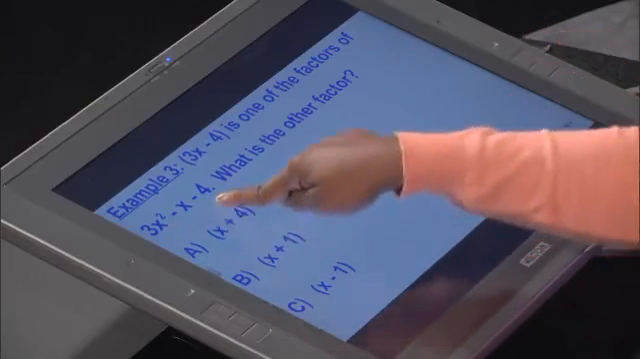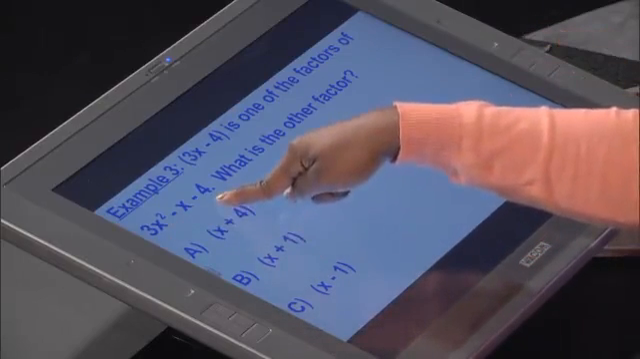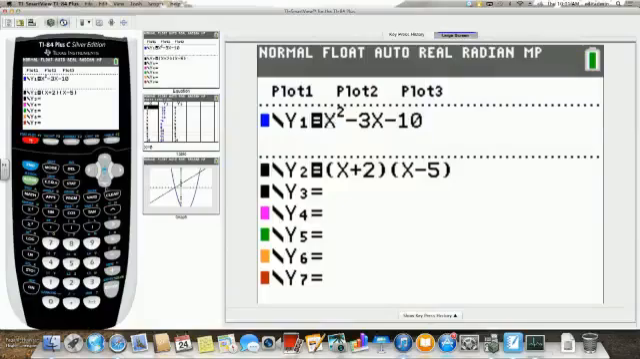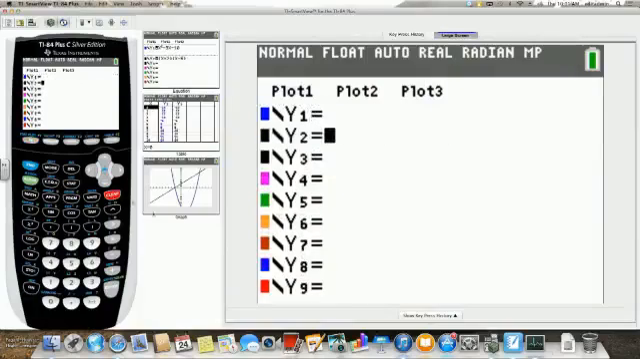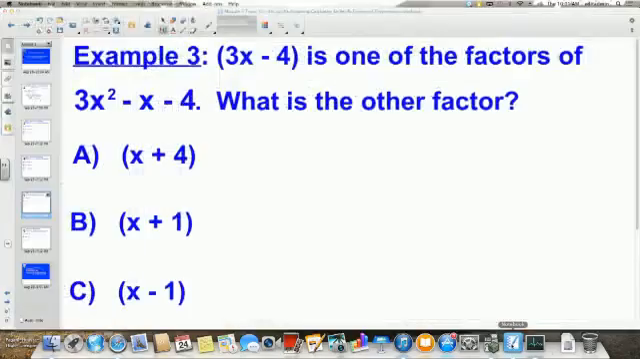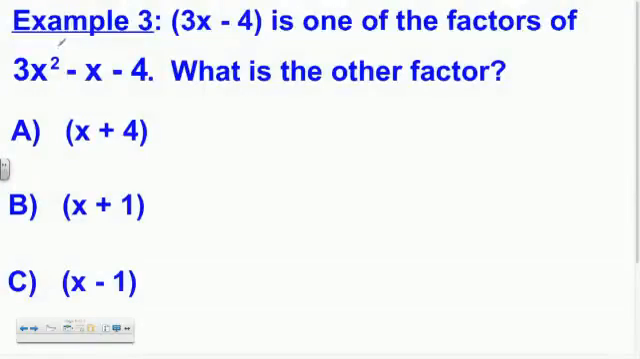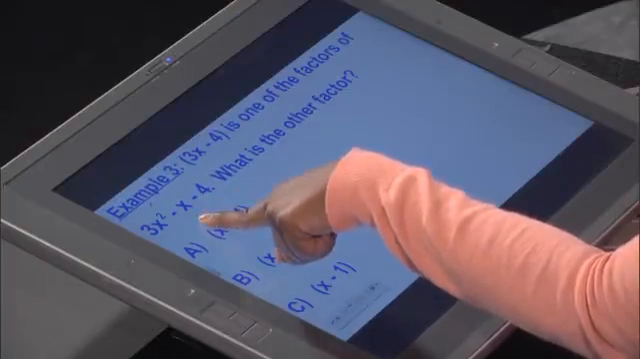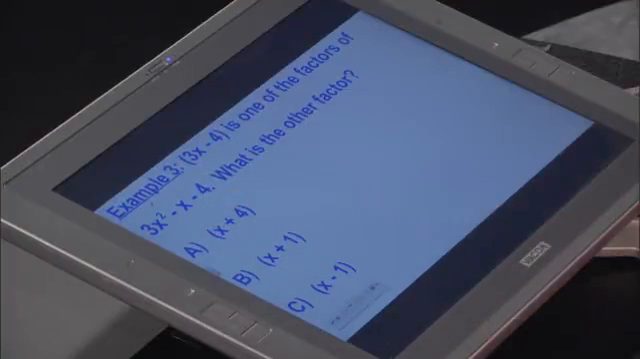So let's go ahead and get 3x squared minus x minus 4 in the calculator. Let's get that calculator up. Go to y equals. Let's go ahead and clear this out. We don't need this anymore. It's from the old problem. I'm going to look back to make sure I remember what my problem was. And it's 3x squared minus x minus 4. So I'm going to go ahead and get that into y1.